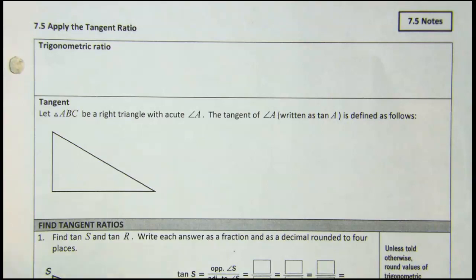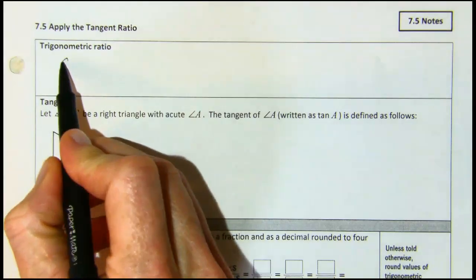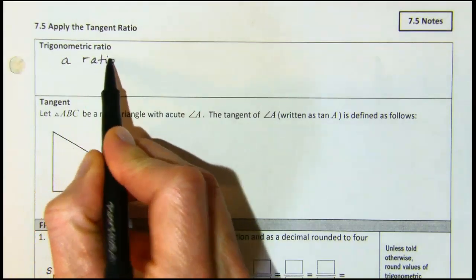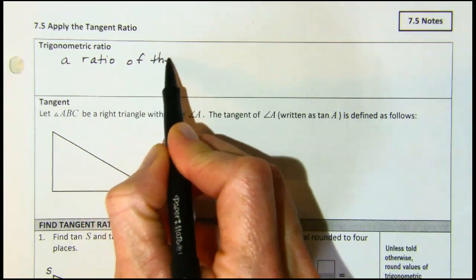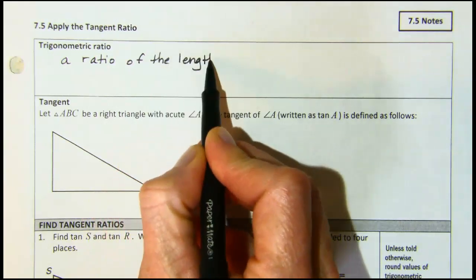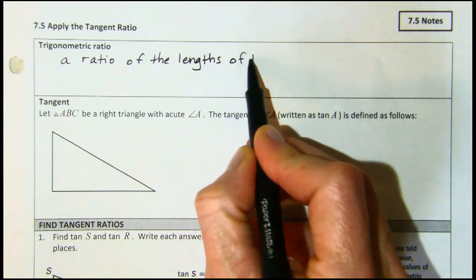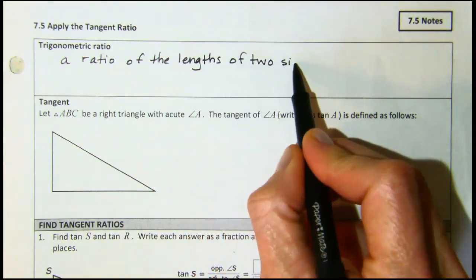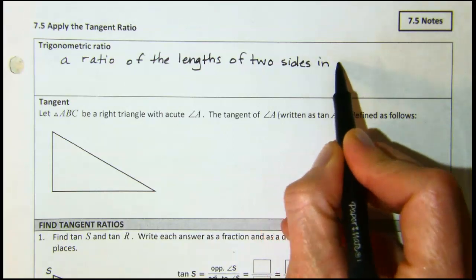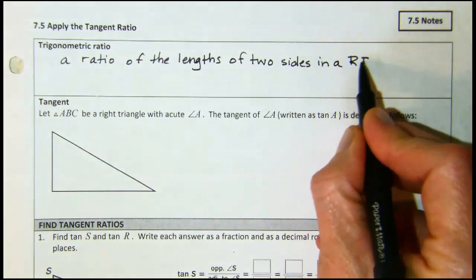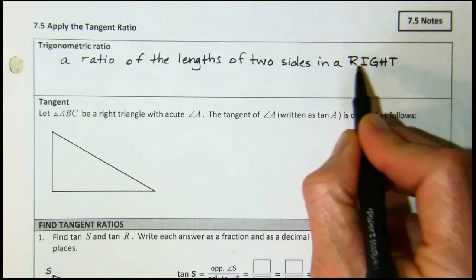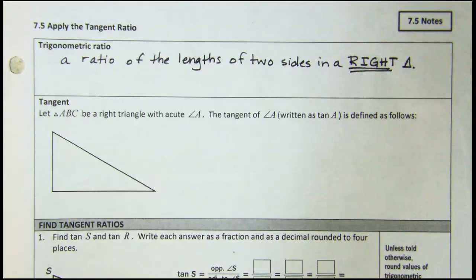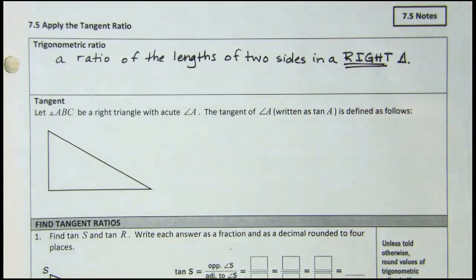In this video, we'll be covering 7.5, apply the tangent ratio. So let's recall exactly what a trigonometric ratio is. It is a ratio of the lengths of two sides in a right triangle. Now, the reason I'm emphasizing the word right is that this only works in a right triangle.